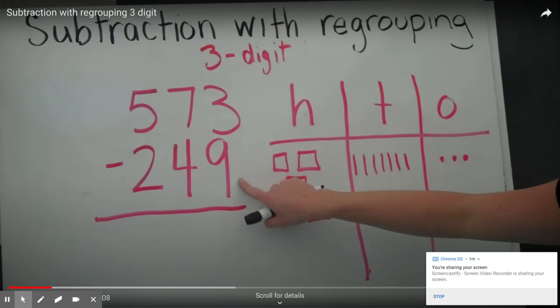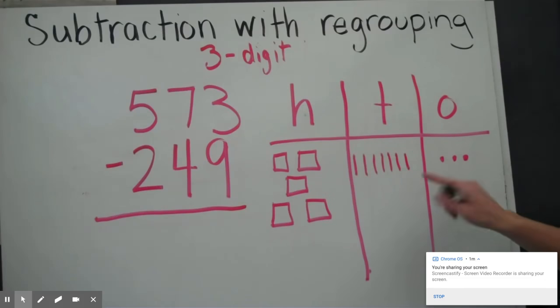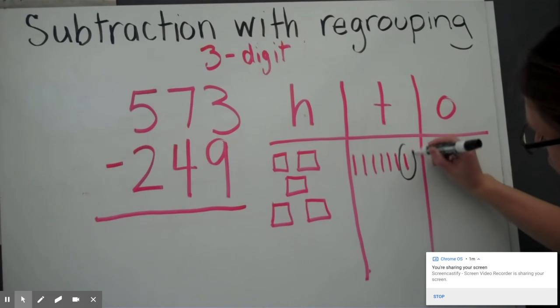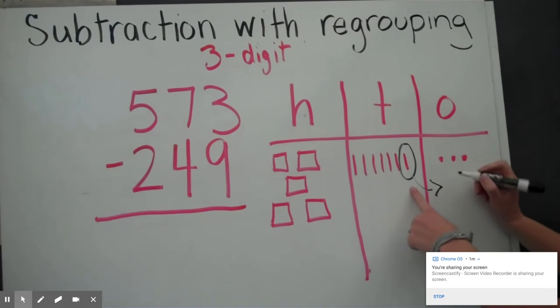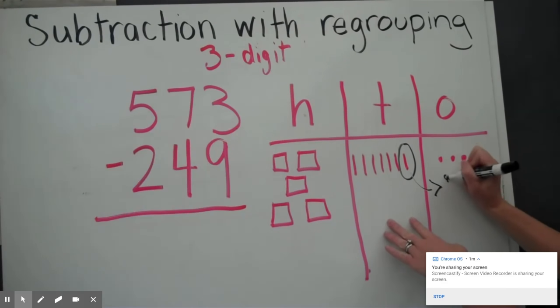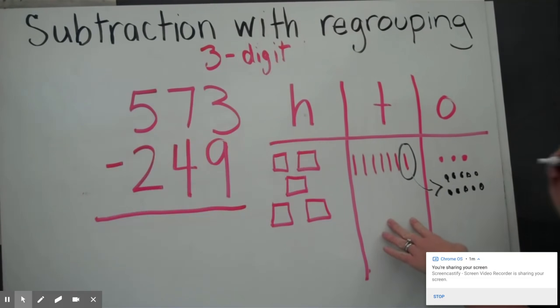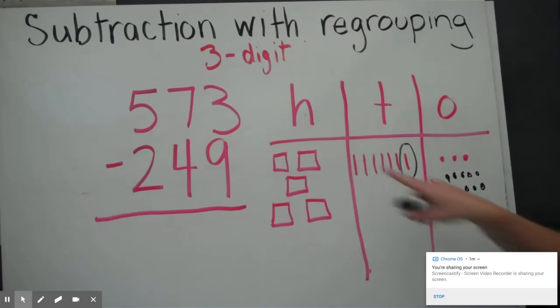So watch as I look at the ones column, and I see that I have 3 ones, and I'm taking away 9. I do not have enough, but I can go to the tens and get 10 more because the tens column is 10 times the amount of the ones. Now you can see how the drawing shows that I have 3 ones and 7 tens. So I can take a 10 away and add 10 ones because 10 is 10 times the amount. It's 10 more than the ones. Now instead of having 3 ones, I have 13.